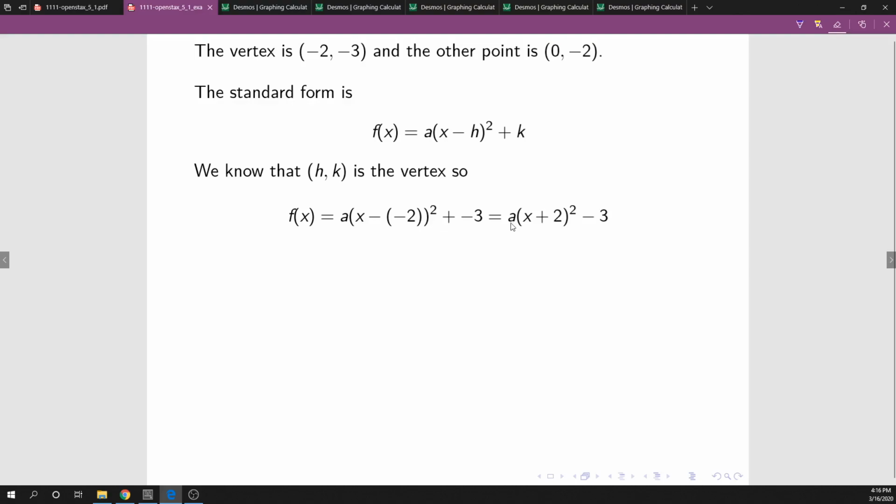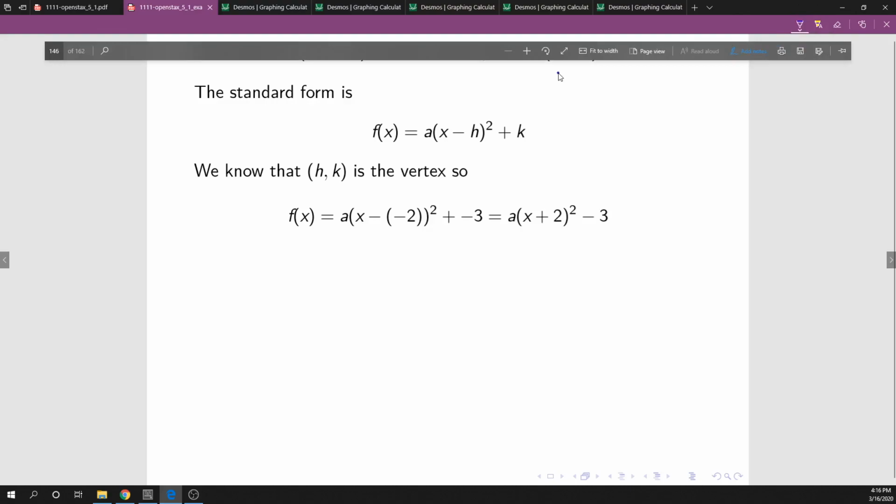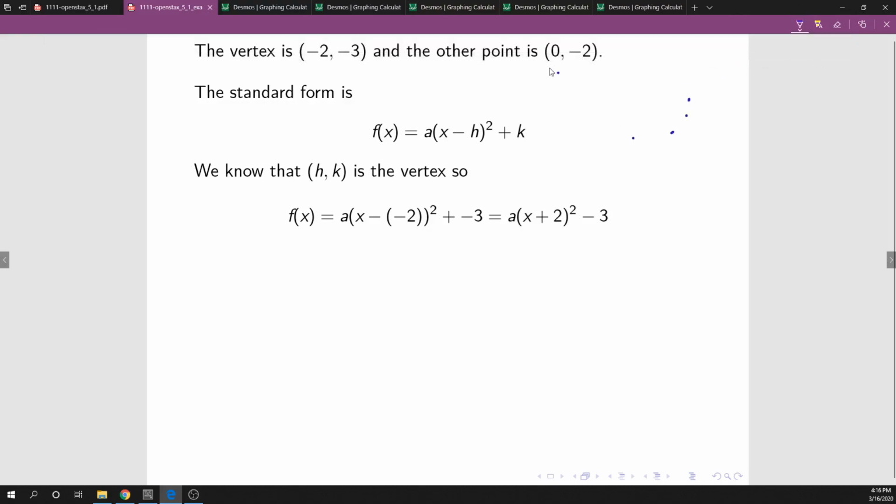And again, really the only thing right now that we don't know is the value of a. So what do we do next? We use this other point to find the value of a. So for (0, -2), the 0 goes right here in for x, and then we're going to simplify that down.